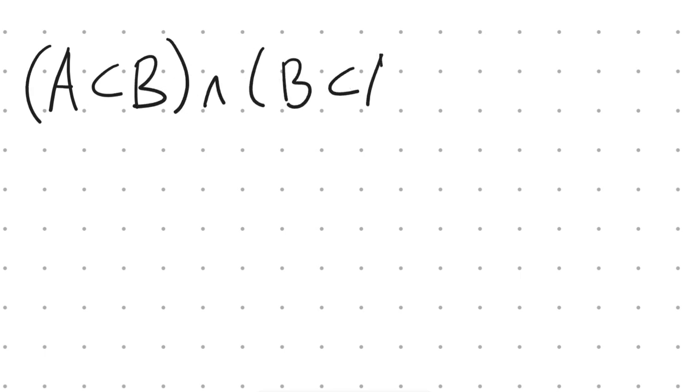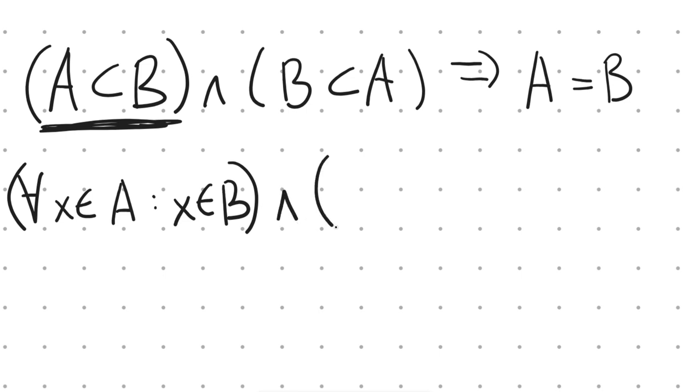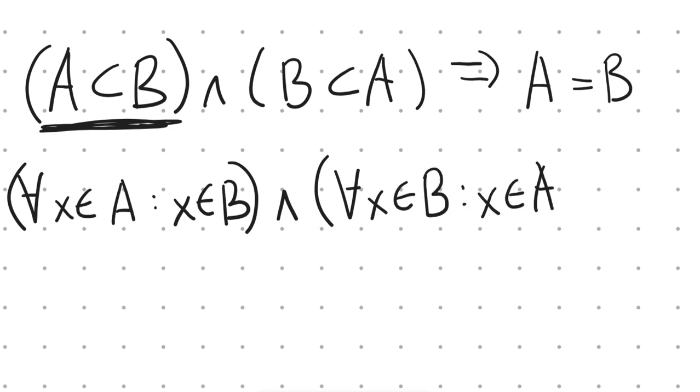The second one is A is a subset of B, and B is a subset of A, which will imply that A is equal to B. Now this is a bit tricky, but it's not that difficult if you argue with x. So let's say x is in A. If x is in A, we can see from this first expression that for all x in A, that x is also in B. Okay? And we can also say from B is a subset of A that for all x that is in B, that x is also in A.